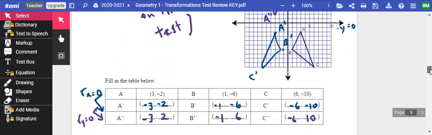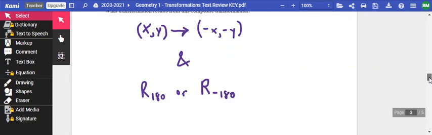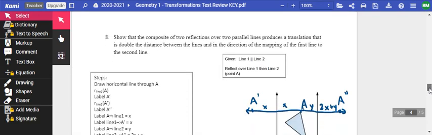Number 7, graphing is completely optional here. If we're going from A, B, C, x equals 0, for the y-axis, I am changing the sign of the first one. So I get (negative 3, negative 2), (negative 1, negative 6), (negative 6, negative 10). Now these in blue, these primes, I'm changing them using the formula for y equals 0, which is to change the sign of the second one. So I get (negative 3, 2), (negative 1, 6), (negative 6, 10). This is going from the top to the purple. It was negative x, negative y, which is a 180-degree or negative 180-degree rotation.